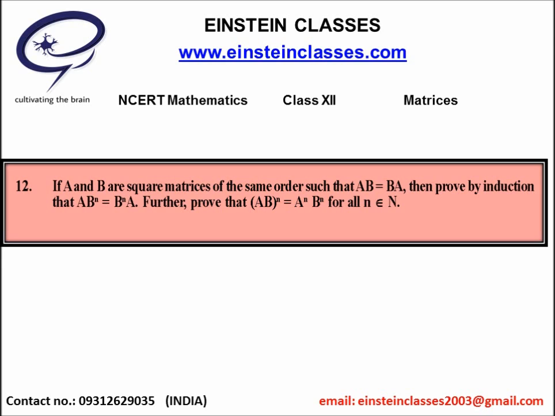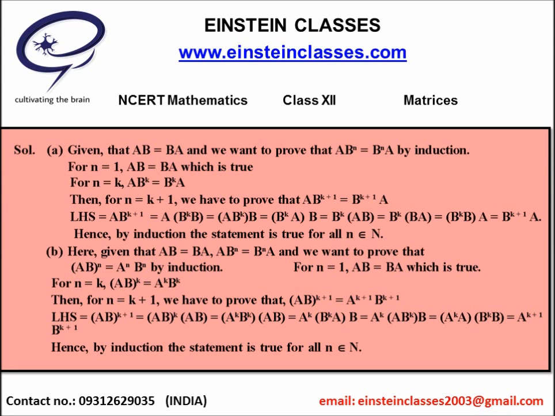As we know, according to the principle of mathematical induction, first of all we have to prove the statement for n equal to 1, and then we have to take the statement for n equal to k, and most important, we have to prove the statement for n equal to k plus 1, right? This will be the approach to crack this problem. First of all, we'll discuss the solution of part A, in which we have to prove the statement (AB)^n = B^n A by mathematical induction.